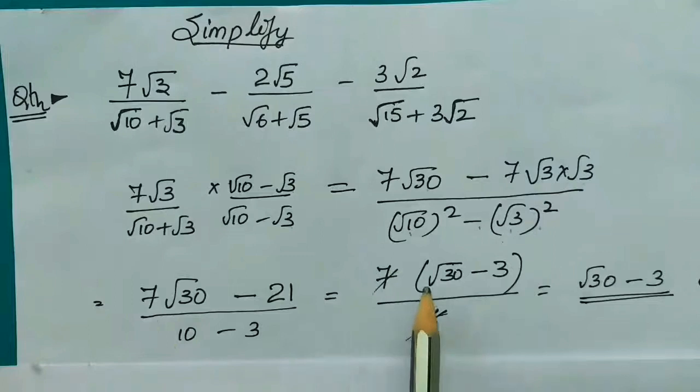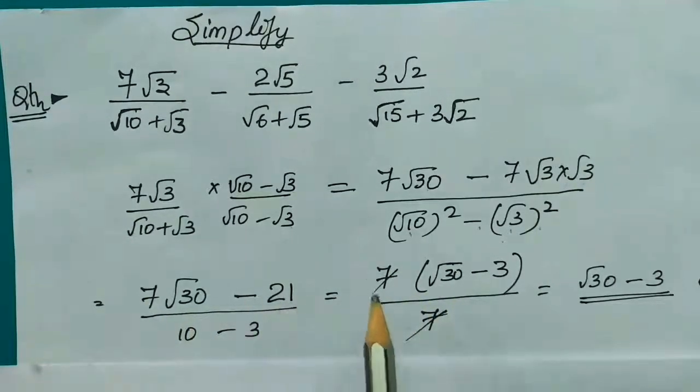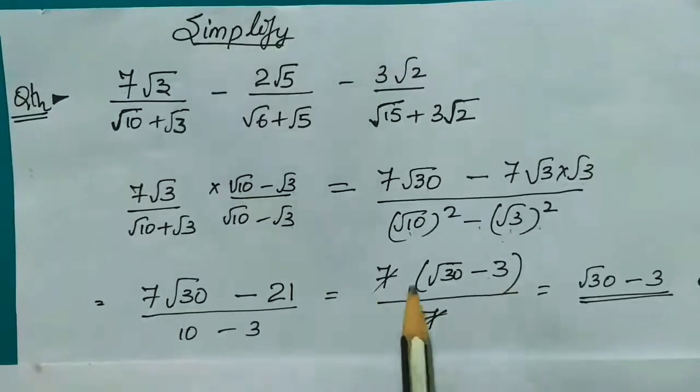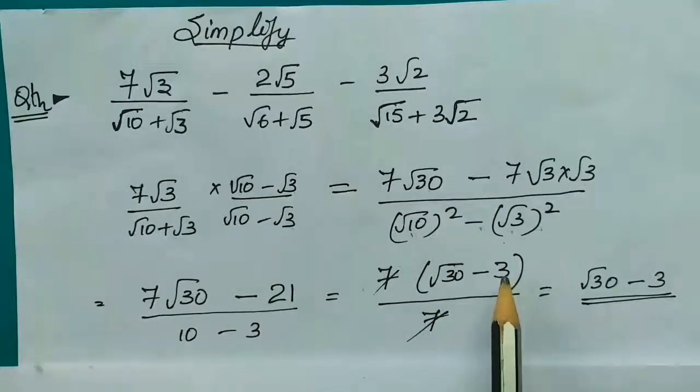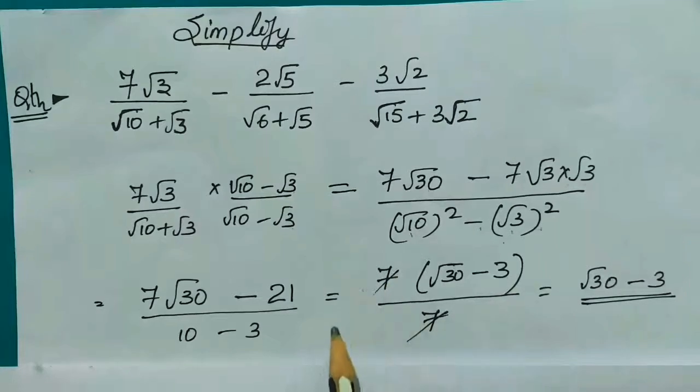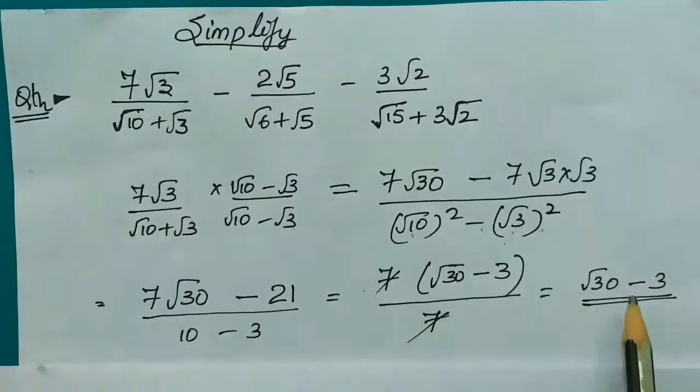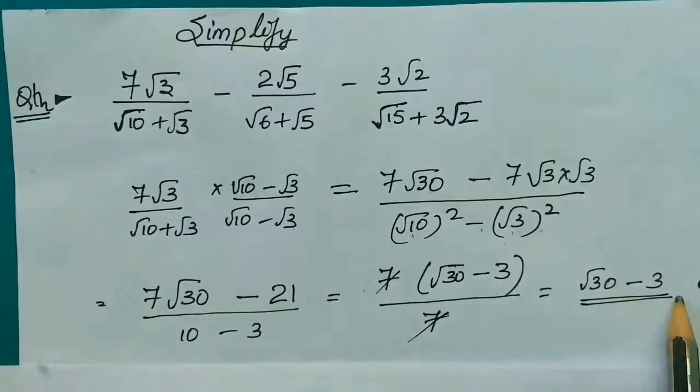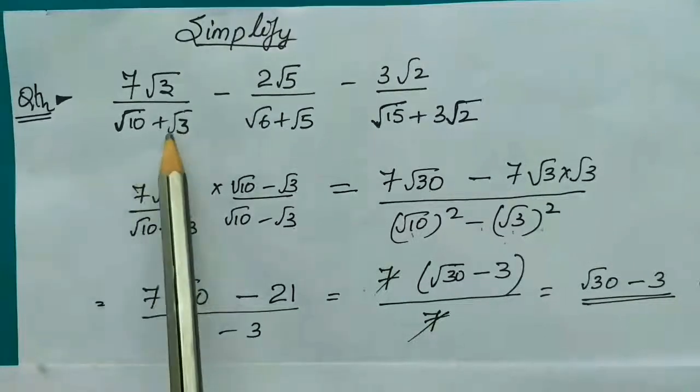Here we can take the 7 as common. 7 into 3 is 21, so when you take out this 7, you get the 3 remaining. So you can cancel these two 7s, and the final answer is root 30 minus 3. This is the answer of the first one.